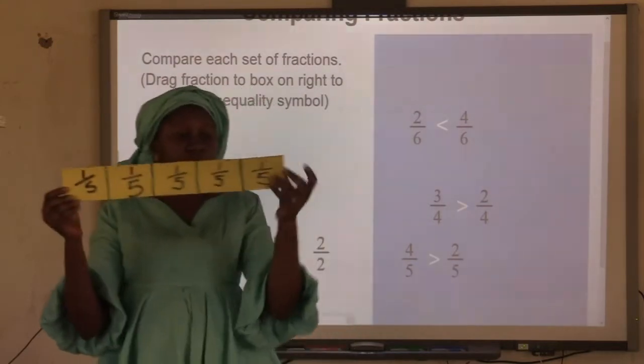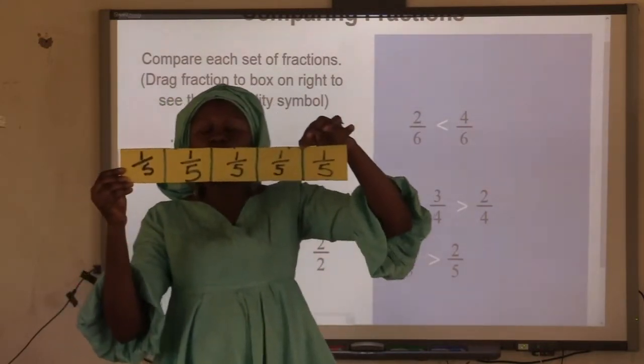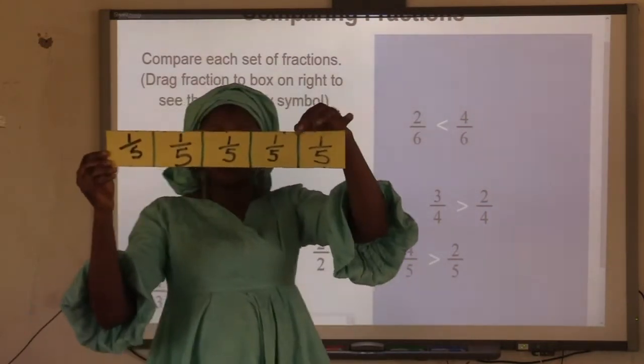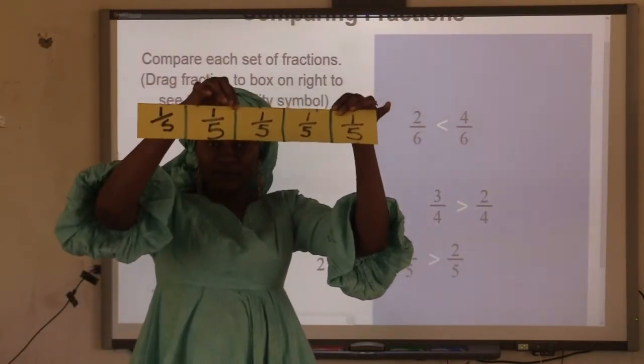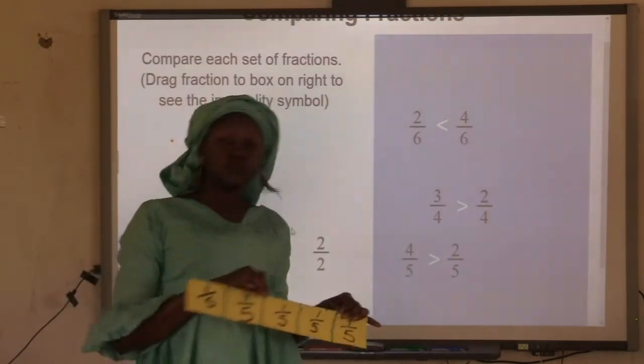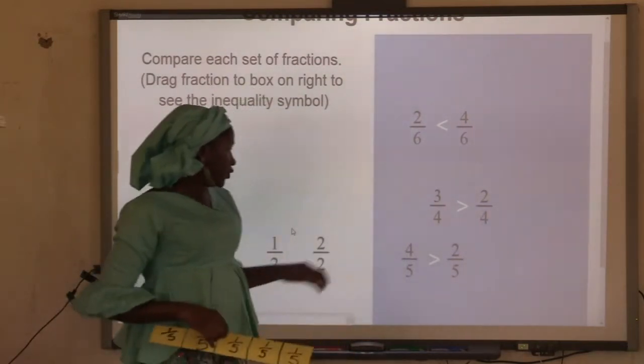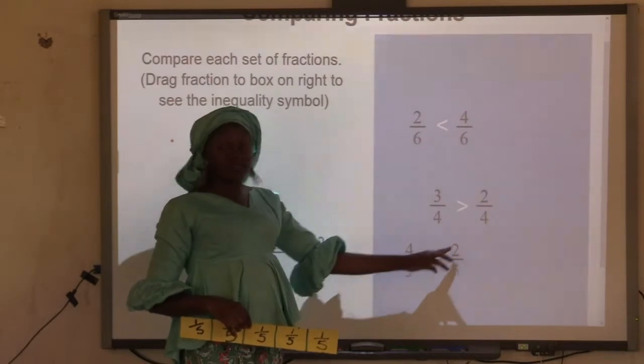So 4/5, I'm here when I'm at 4/5. 4/5 is greater than 2/5. Though they have the same denominator, the numerators are different. We all know that 4 is greater than 2.